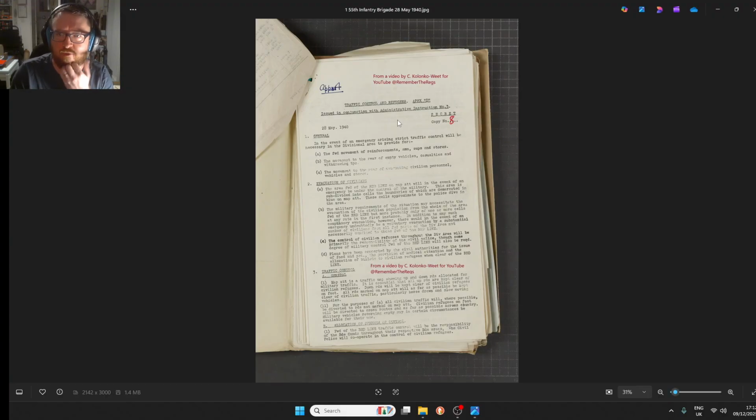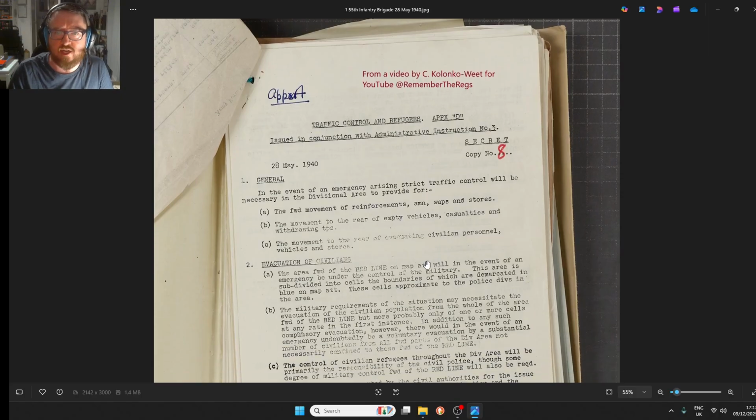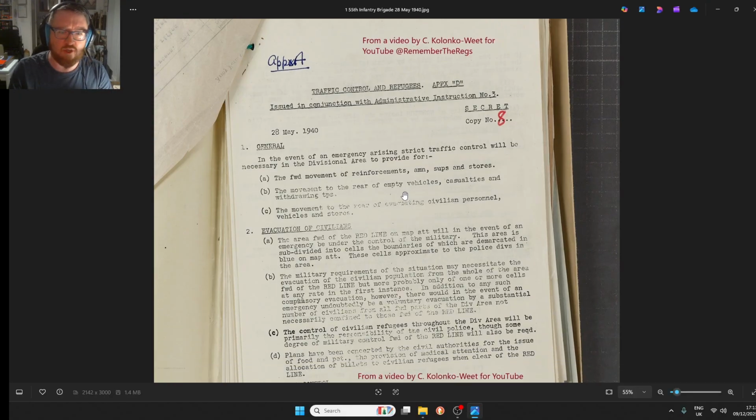But anyway, with that out of the way, let's take a look at some of the orders that I've found in the war diaries that I've got and the other sources of information relating to traffic control and refugees. This is an order that was issued by the 55th Infantry Brigade on the 28th of May, 1940. This covers the area of Norfolk, and it relates directly to traffic control and refugees. The idea is that you want to keep the roads open as much as possible for military traffic. I'm not going to go into a great amount of detail, but you can clearly see that they have put a lot of planning into this.